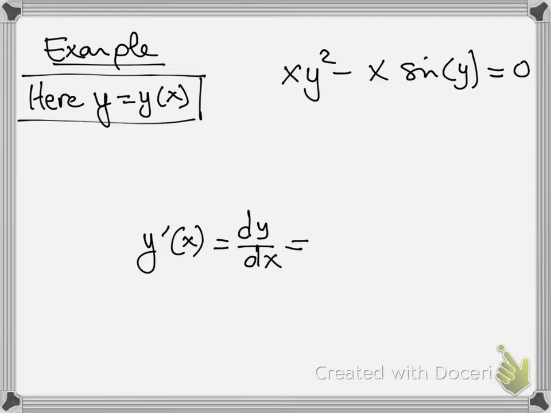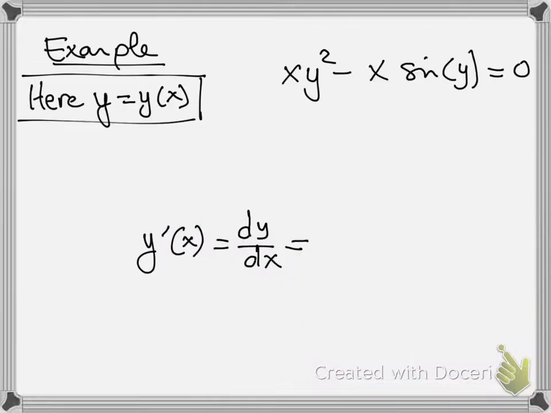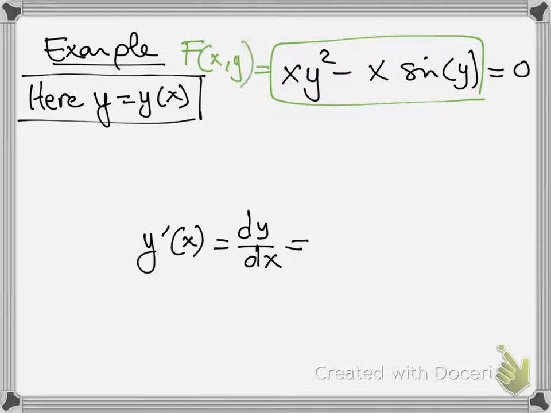So we said dy/dx is supposed to be, so what's my function f here? You have this function f equal to 0, right? That's my function f, f of x, y. And so the formula says it's minus partial f partial x over partial f partial y.